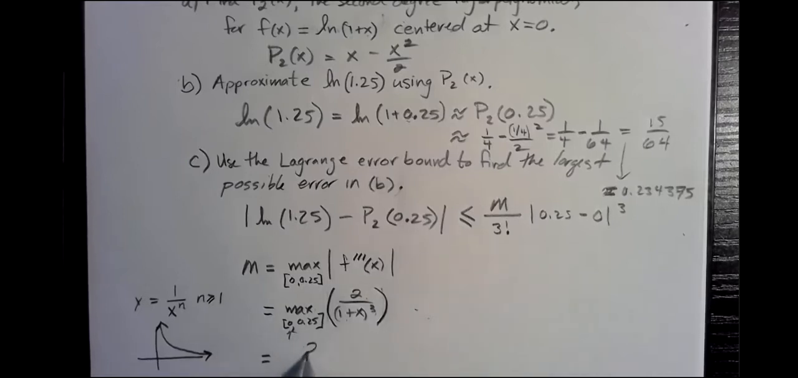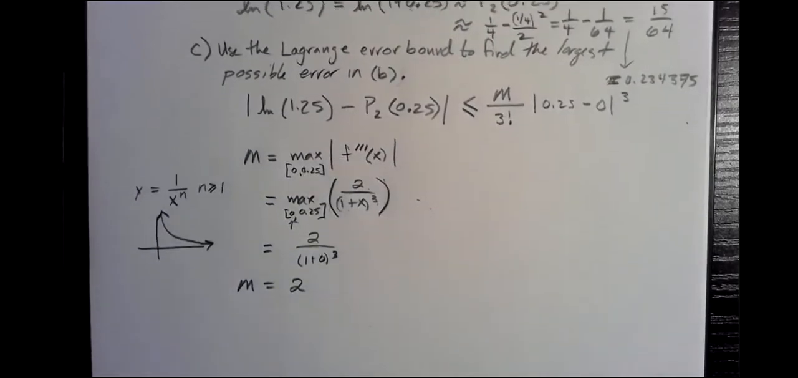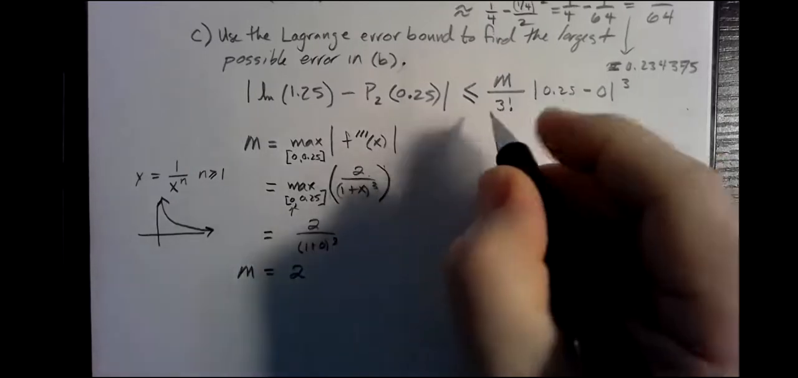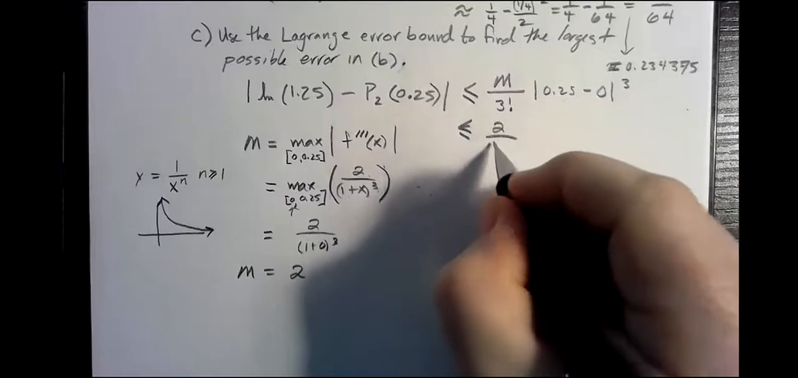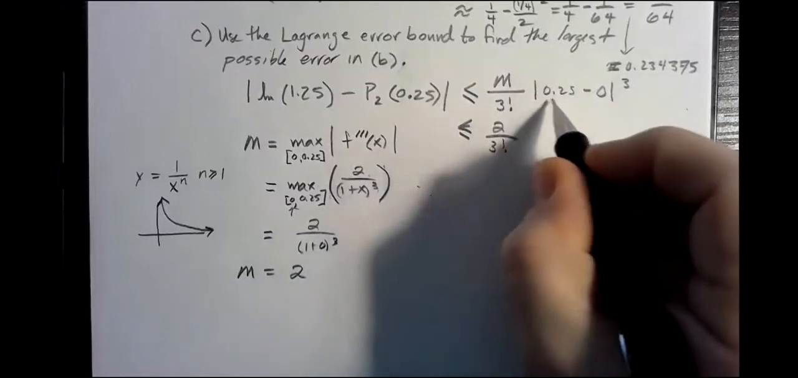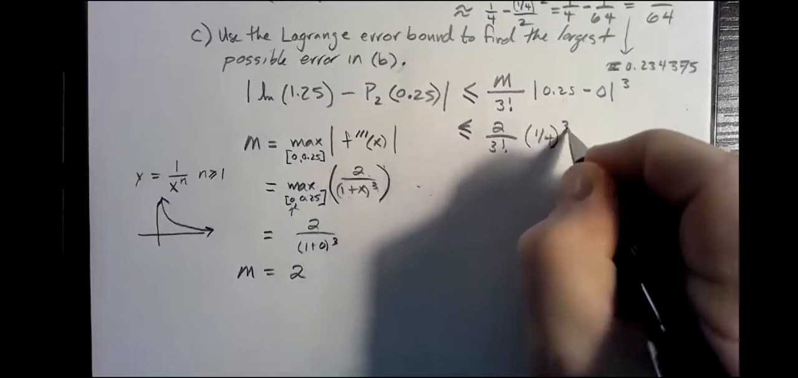So we're going to evaluate the third derivative at x equals 0. And, well, 1 plus 0 cubed is 1, so this is 2. So our M for the Lagrange error bound is 2. Well, let's go back up here and plug that in. So 2 over 3 factorial, 0.25 cubed. Okay, I'm going to write that as 1/4 cubed.